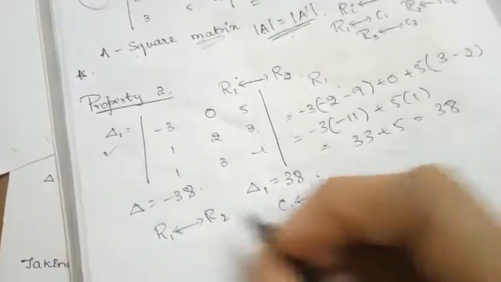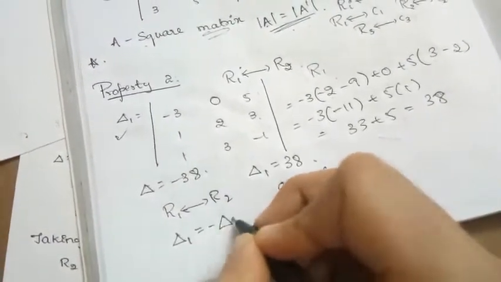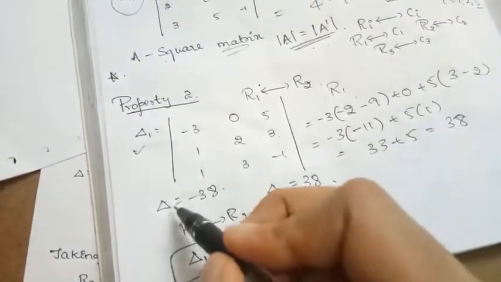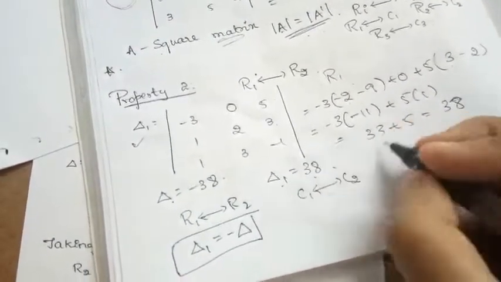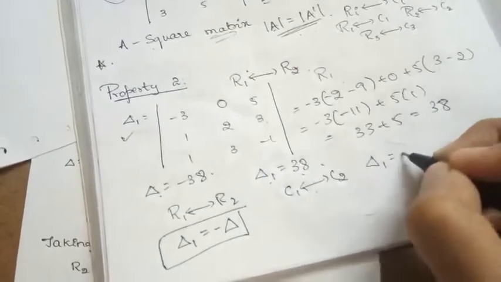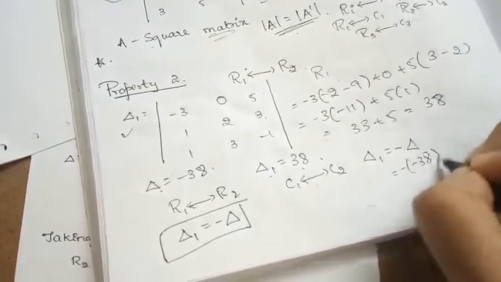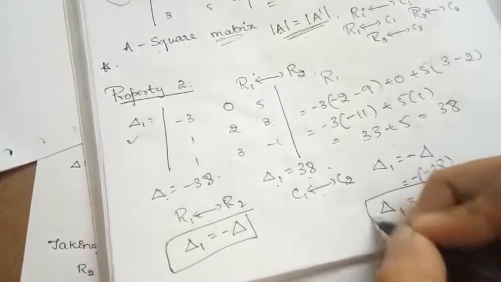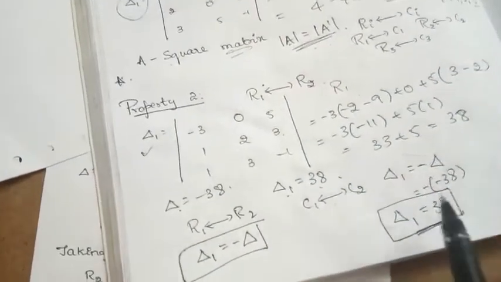by interchanging any 2 rows or any 2 columns, the new determinant delta 1 that we obtained has the same value, but only the sign is going to be changed. See here, this value is minus 38, this value is 38, but the sign is positive. So that is nothing but delta 1 is equal to minus delta. Here what is the value of delta? It was minus 38, minus into minus plus. So the value of our new determinant delta 1, which is obtained by interchanging any 2 rows or any 2 columns, we are going to get the same value, but the sign is going to get changed.